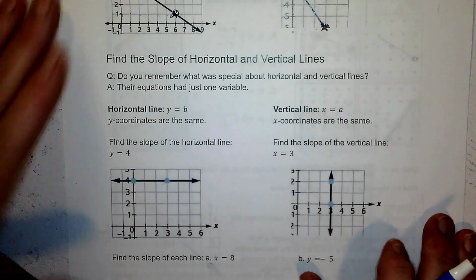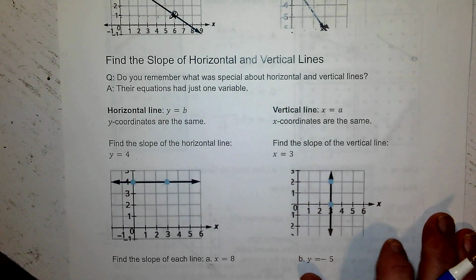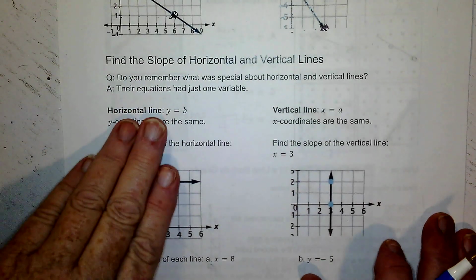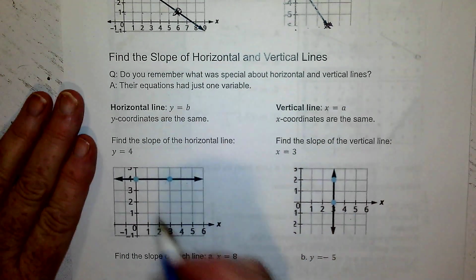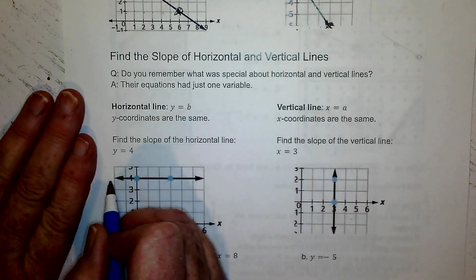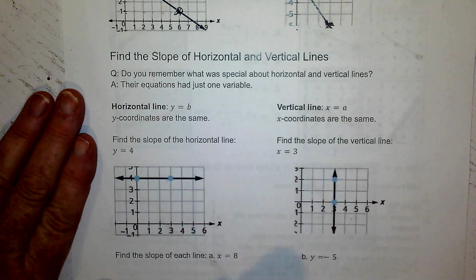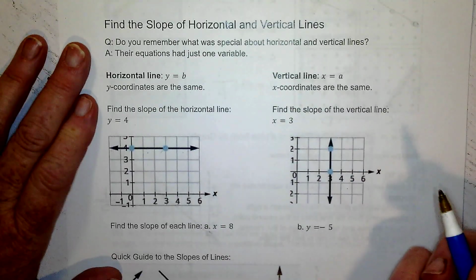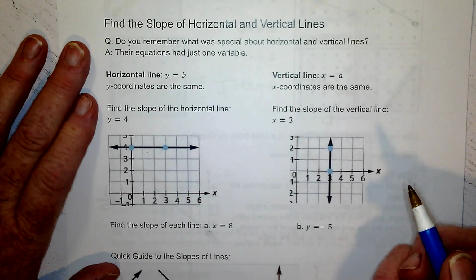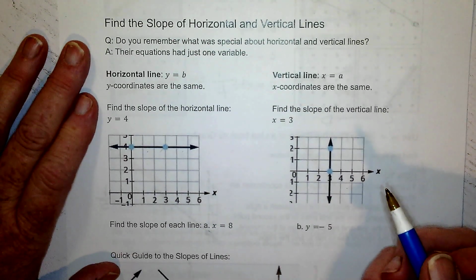Find the slope of horizontal and vertical lines. Do you remember what was special about horizontal and vertical lines? Their equations had just one variable. So a horizontal line, y is equal to b. The y coordinates are the same. To find the slope of the horizontal line, y is equal to 4. So there is y equal to 4. The slope of this line is always going to be 0. A horizontal line slope is always 0.